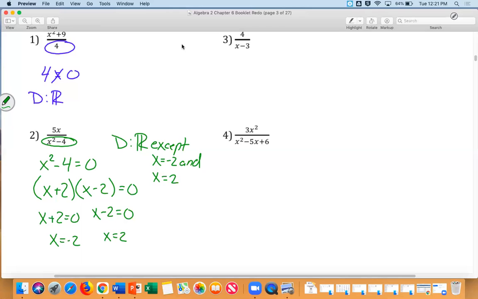Jake. Yes. Number 3. Wouldn't it be x equals 3, you just flip the sign? Jake, when is x minus 3 equal to 0? When x is 3. Yeah. When x is 3, x minus 3 is equal to 0. So the domain is all reals except x equals 3.